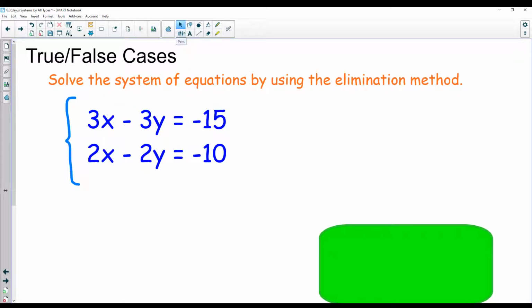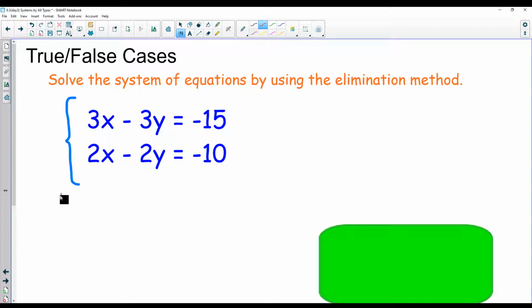Guys, we're going to do a follow-up lesson here today about the true-false cases when you're doing the elimination method. We looked at these when we did the substitution method, and the results come out the same, but it just looks a little bit different when you get there.